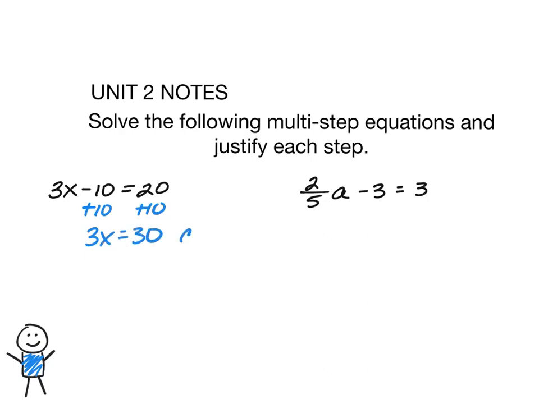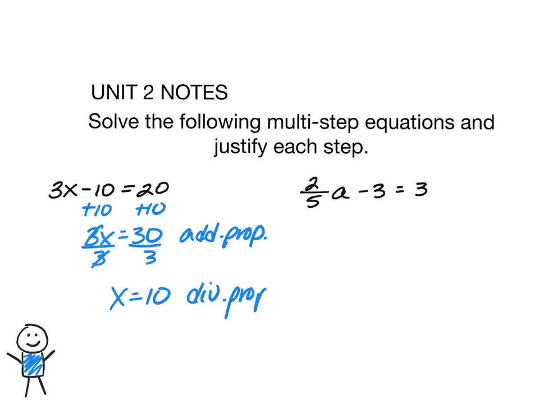And the reason that's true is the addition property we learned from a previous lesson. Your final step is to get rid of this times 3 in front of the x, in which case we will do the opposite and divide both sides by 3 to give me x is equal to 10, which is true because of the division property of equality.